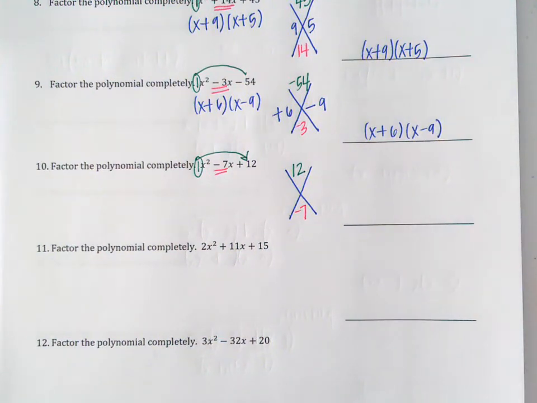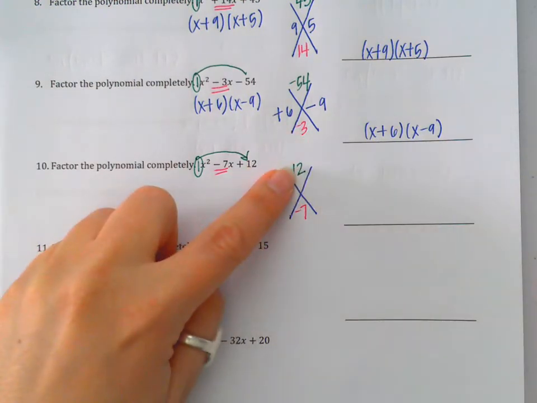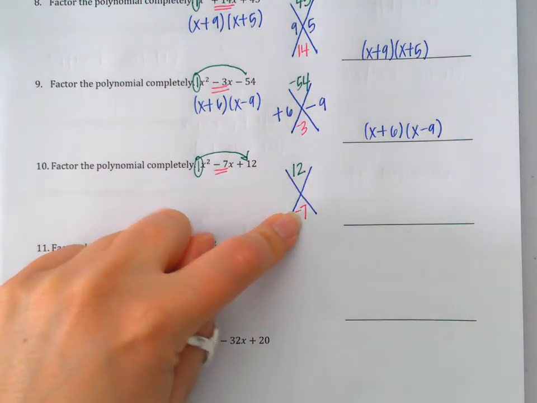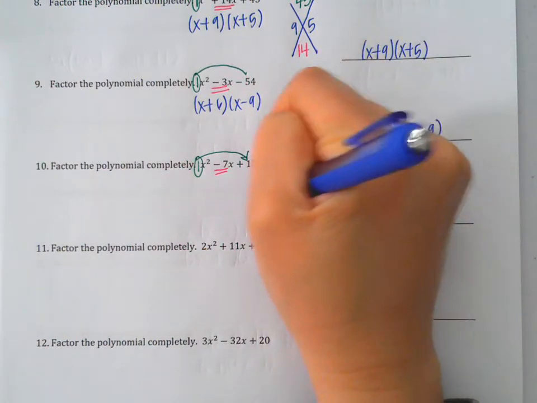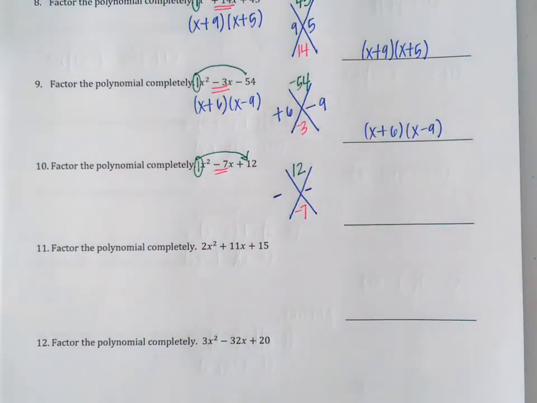So I'm thinking, before I even think about what numbers, what two types of numbers would multiply together to get me a positive, but add to get me a negative. And the only numbers that could do that are going to be a negative and a negative, because a negative times a negative gets me a positive, and a negative plus another negative gets me a negative answer. So both of my answers are going to be negative.